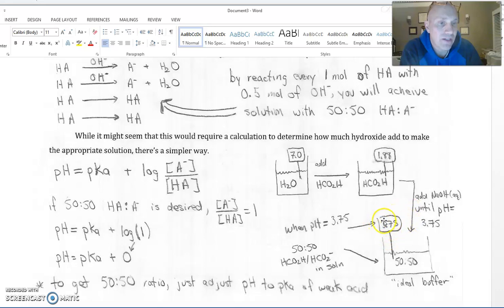Once the pH gets to be the same as the pKa, remember the pKa is something that we could look up in the data table, when that pH equals that pKa value, we know that the ratio of these two forms would be 50-50. And so that's the way that we're going to get to that ideal buffer.